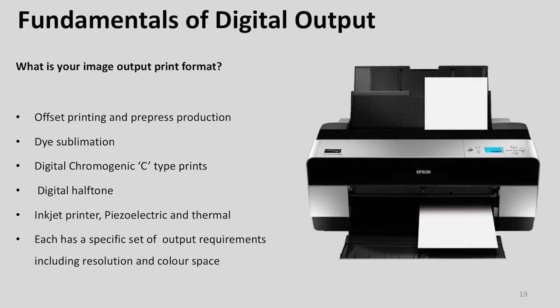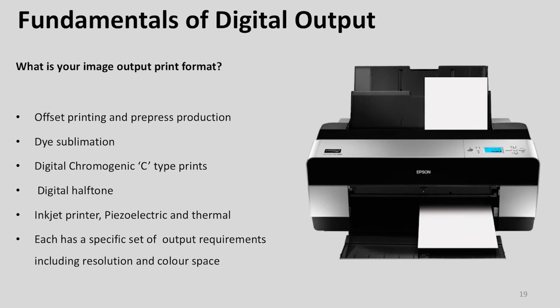When you decide to print your image, you will need to know what the device is that will provide the service, and each device has specialized output requirements. These may be broken down into some categories such as offset printing and pre-press production, dye sublimation, digital halftone, digital chromogenic, and inkjet printing.